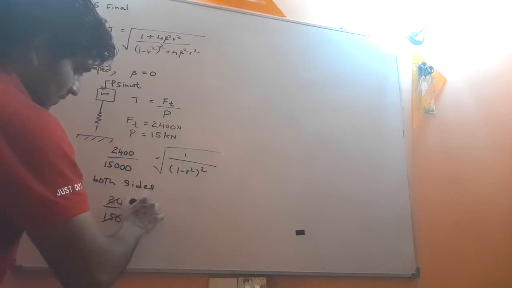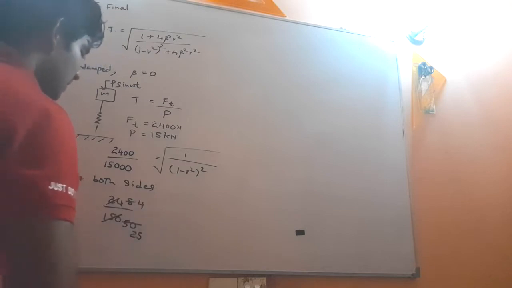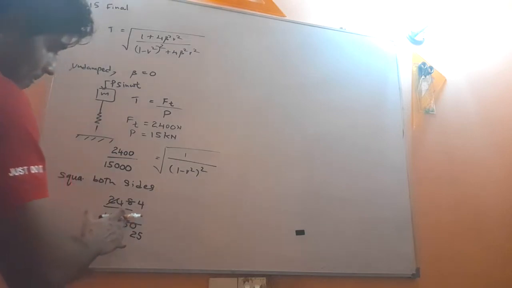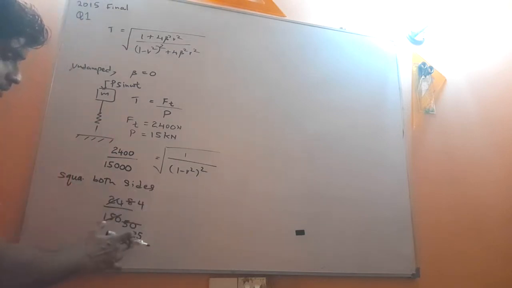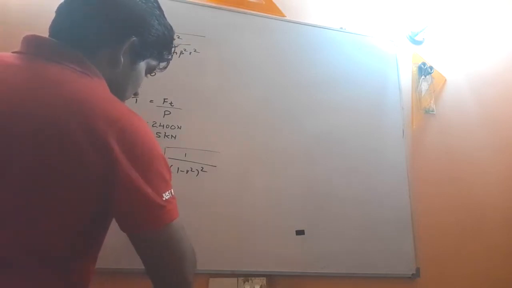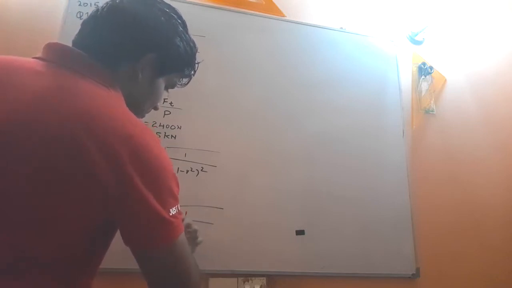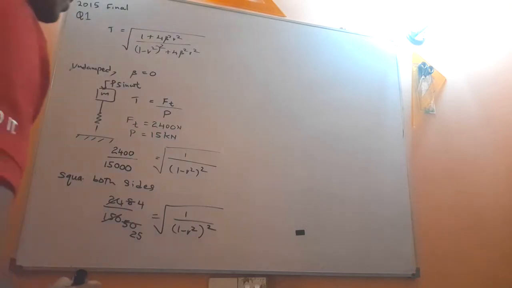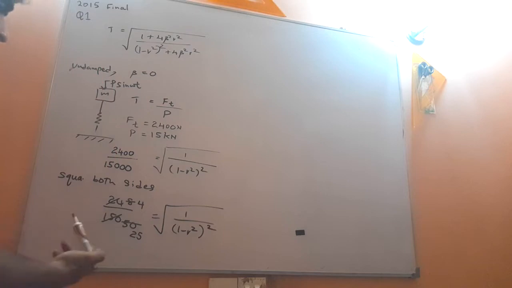2 times 4 and 2 times 25. Okay, right? So that means on this side, which is the left hand side, we have 4 divided by 25 equals square root 1 minus r squared whole squared, right? So now we have to square both the sides. So what will be the answer?